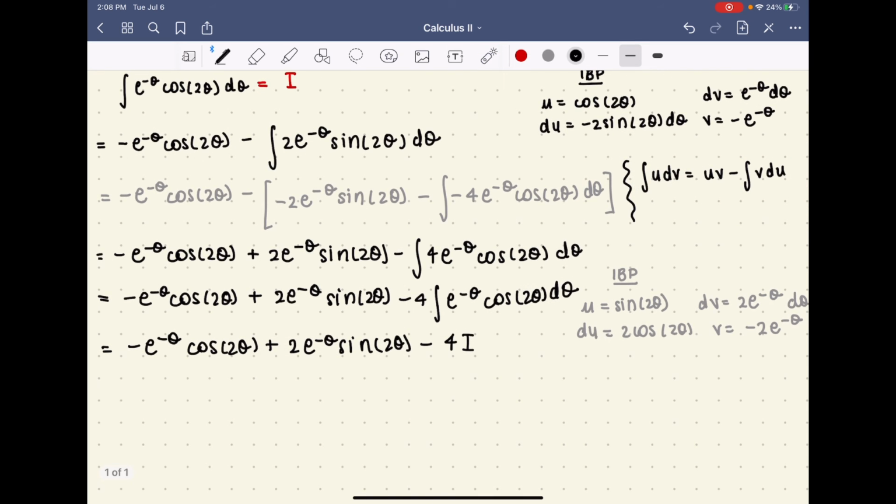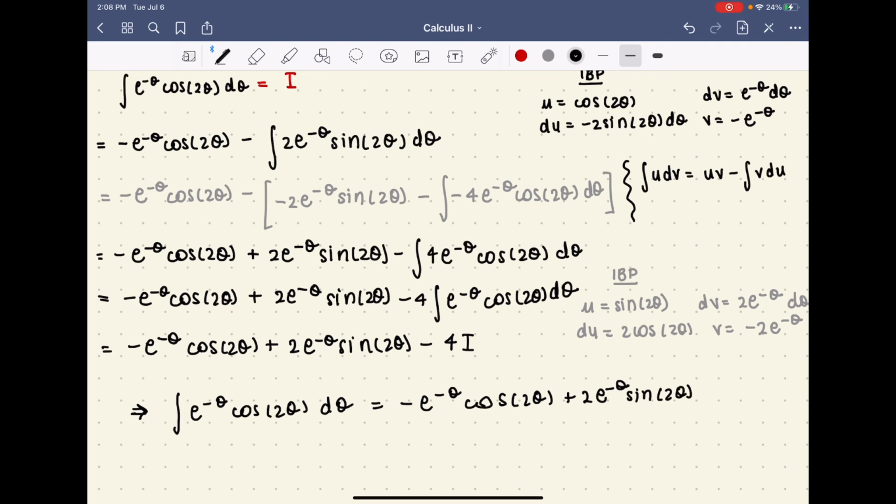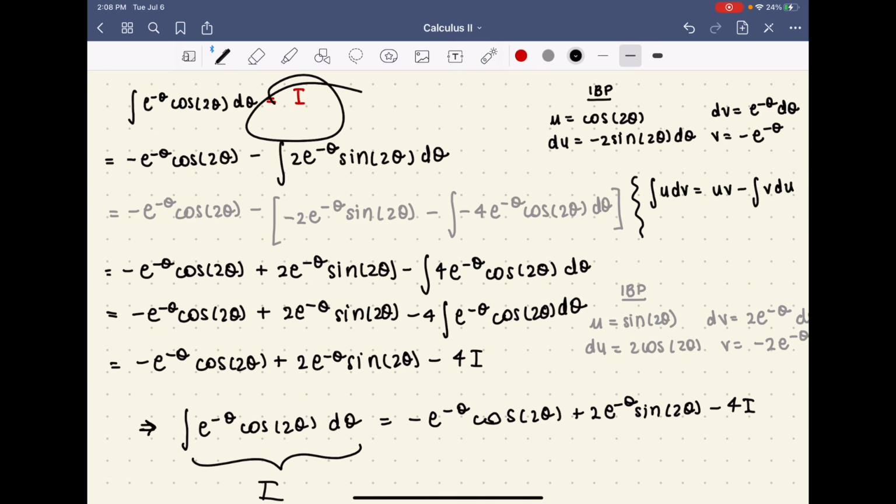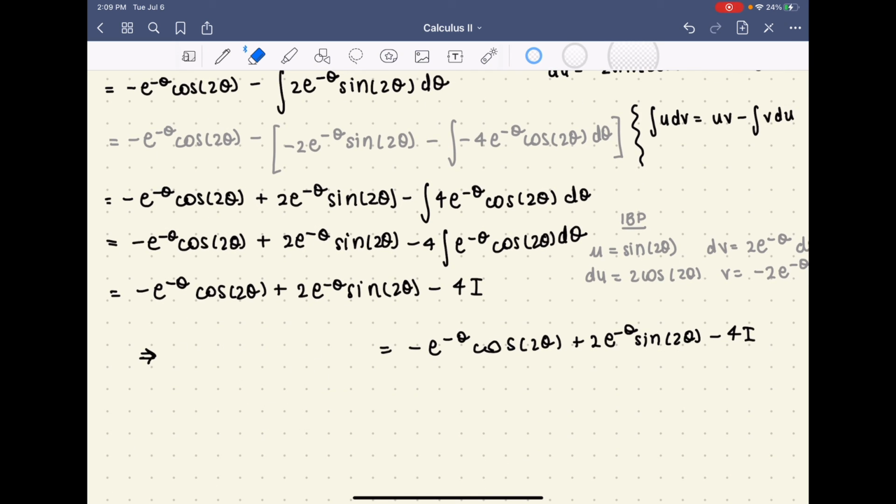Therefore, let's just write the initial integral. It was the integral of e to the minus theta cos 2 theta d theta, equal to minus e to the minus theta cos 2 theta plus 2e to the minus theta sine 2 theta, minus 4 times this, but this is equal to I because we set it as I right here. So let's just write it as I. This is I. Now we need to isolate I, but we have another one here. Therefore, we can take this and put it right here.